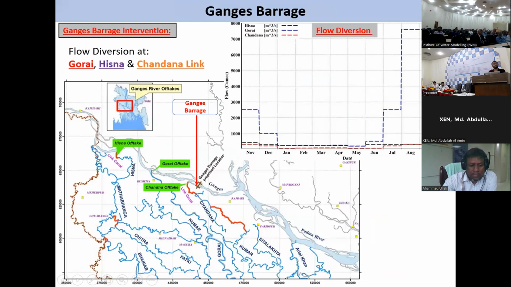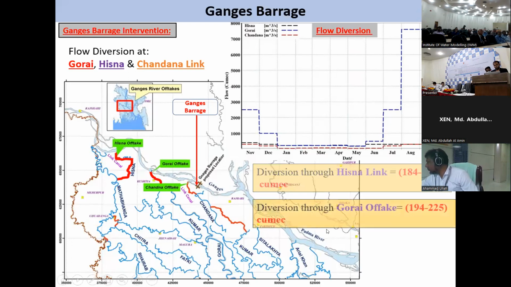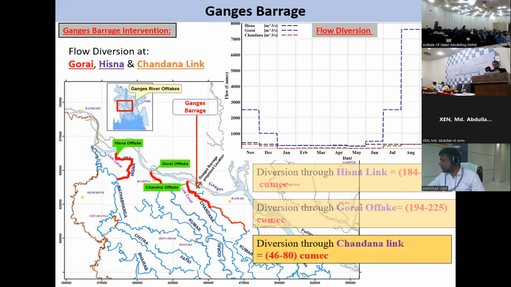Now we come to the interventions: how we can improve the scenario to fight the climate change condition, what we have to do. So this is the proposed intervention. This is the Ganges barrage intervention. The Ganges barrage is proposed to be constructed at Rajbari, Pangsha, and the flow diversion is proposed at Hisna River, Gorai River, and Chandana River. The diversion strategy is shown here in graphical format.